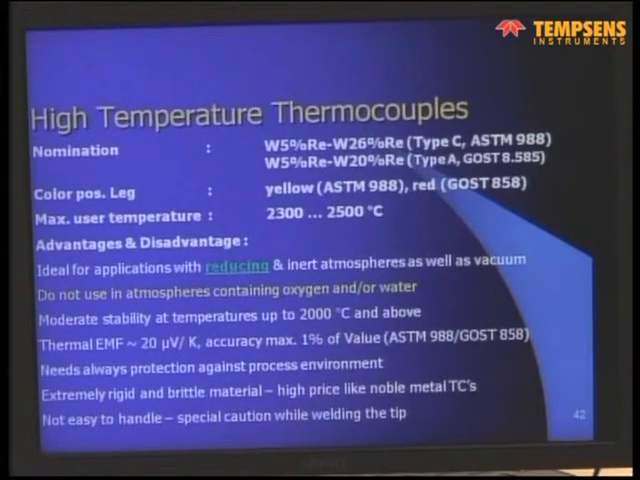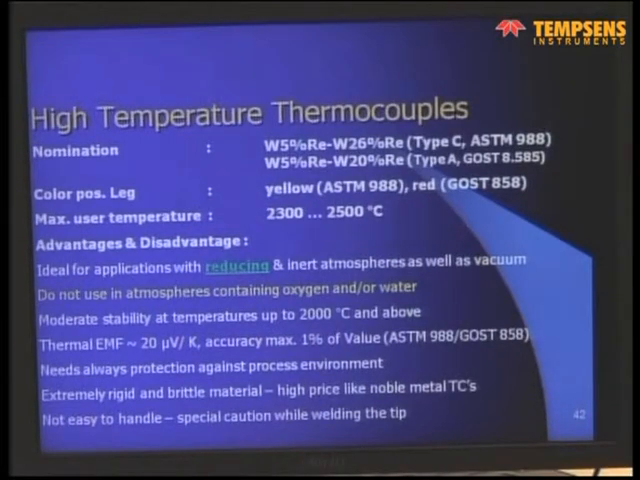The EMF is approximately 20 microvolts per Kelvin. It's half of that of a type K, but the guaranteed accuracy is mostly not less than 1%. 1% of reading. It always needs protection against the process environment. It's always needed. Bare thermocouple wires you can only use in high vacuum furnaces.